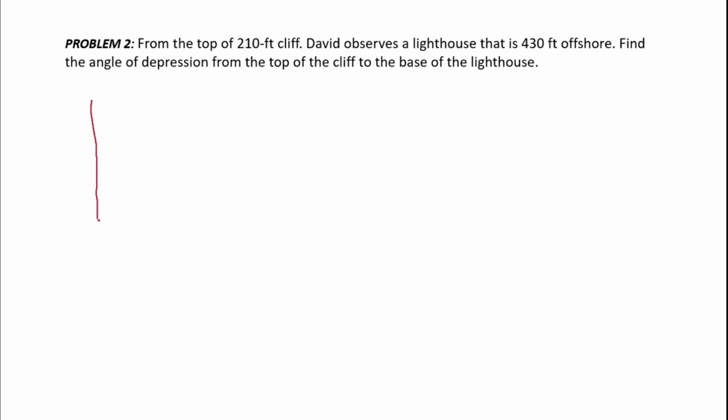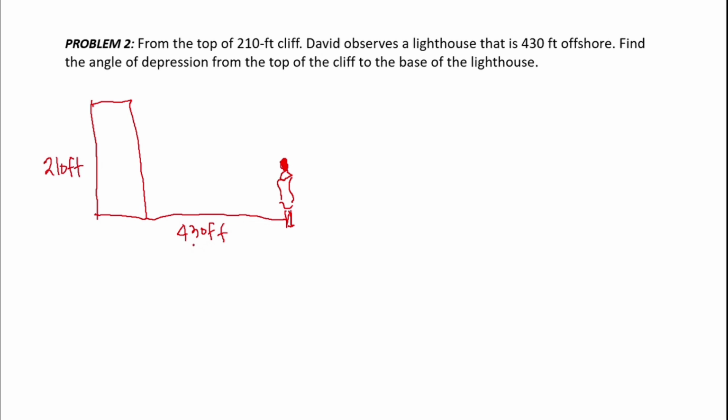From the top of the cliff, if this is the cliff, we'll draw a cliff here, and this is the lighthouse. Okay, this is the lighthouse. The cliff is 210 feet, and David observes a lighthouse 430 feet offshore.